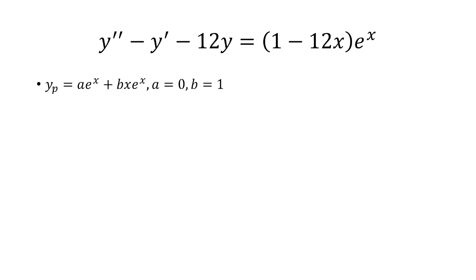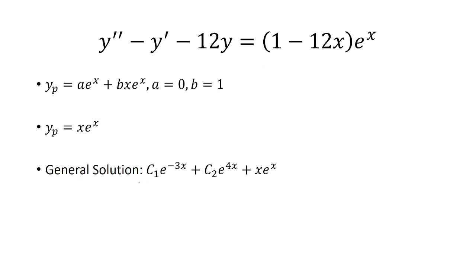So we said y sub p was a times e to the x plus bx times e to the x. We found a to be 0 and b to be 1. So then y sub p is just x times e to the x. So that's the second part that we just found. Now you want to combine both parts to get the general solution, which is c1 times e to the negative 3x plus c2 times e to the 4x, and then plus x times e to the x.